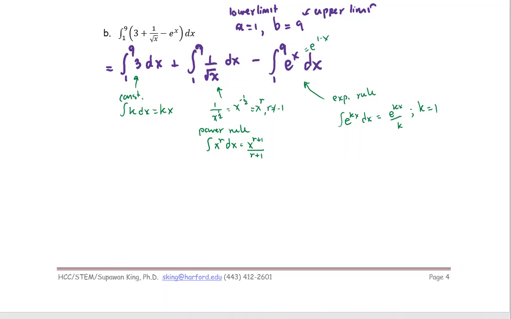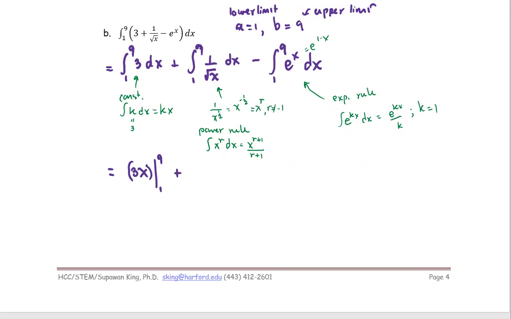The next step, we are going to find the antiderivative of each term. For the first term, the constant is 3. So the antiderivative is going to be 3 times x. Okay, we are done, we already applied the antiderivative rule. The integral sign will be gone. So we're going to put the bar instead. So 1 to 9 of this expression.